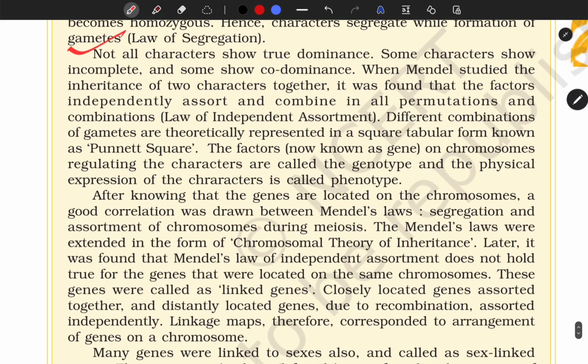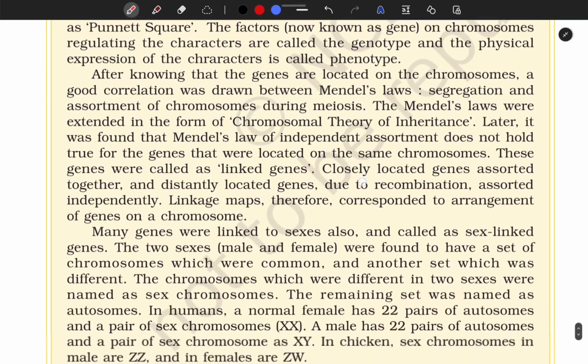Not all characters show true dominance. Some characters show incomplete dominance and some show codominance. When Mendel studied the inheritance of two characters together, it was found that the factors independently assort and combine in all permutations and combinations, that is the law of independent assortment. Different combinations of gametes are theoretically represented in a square tabular form known as the Punnett square. The factors, now known as genes on chromosomes, regulating the characters are called the genotype, and the physical expression of the character is called the phenotype.